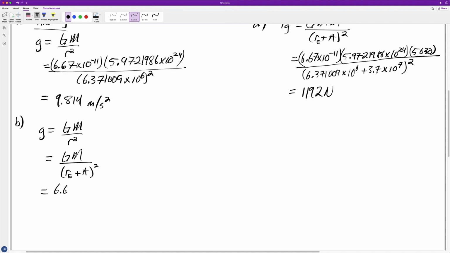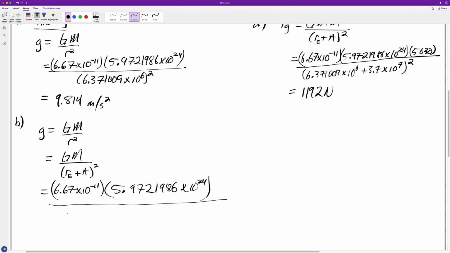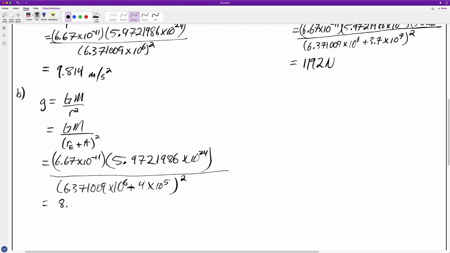So 6.67 times 10 to the negative 11 times the mass of the Earth, which is 5.9721986 times 10 to the 24, divided by bracket the radius of the Earth, which is 6.371009 times 10 to the 6, plus the altitude, which is 4 times 10 to the 5 meters, which equals 8.689 meters per second squared.